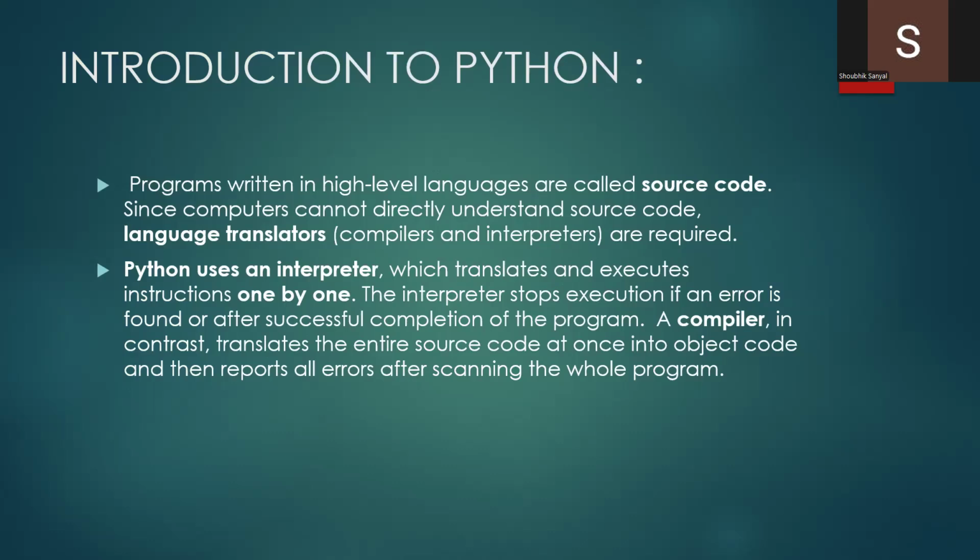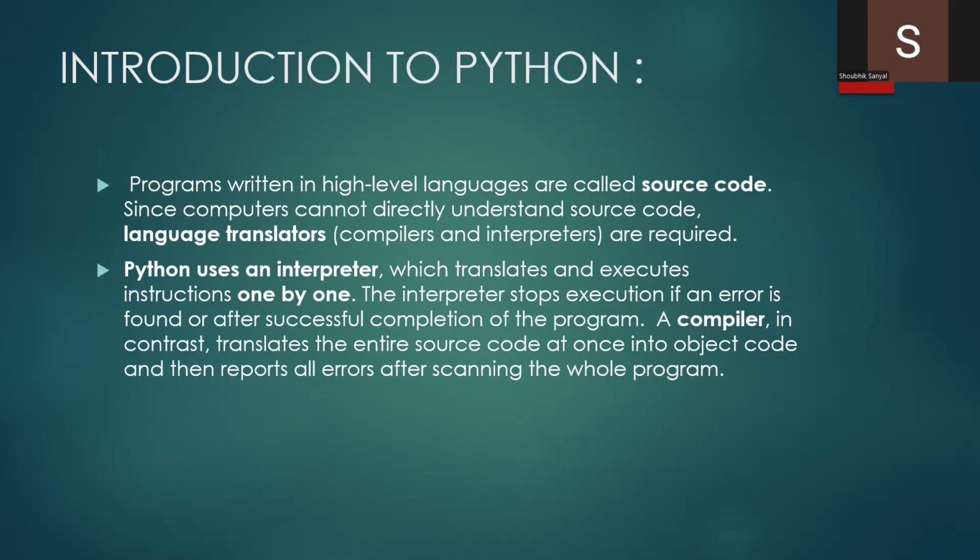And what does a compiler do? A compiler, in contrast, translates the entire source code at once into object code and then reports all the errors after scanning the whole program. So let me repeat once. Why is an interpreter required? The interpreter translates and executes the instructions one by one, and it will stop execution if an error is found or after successful completion of the program.